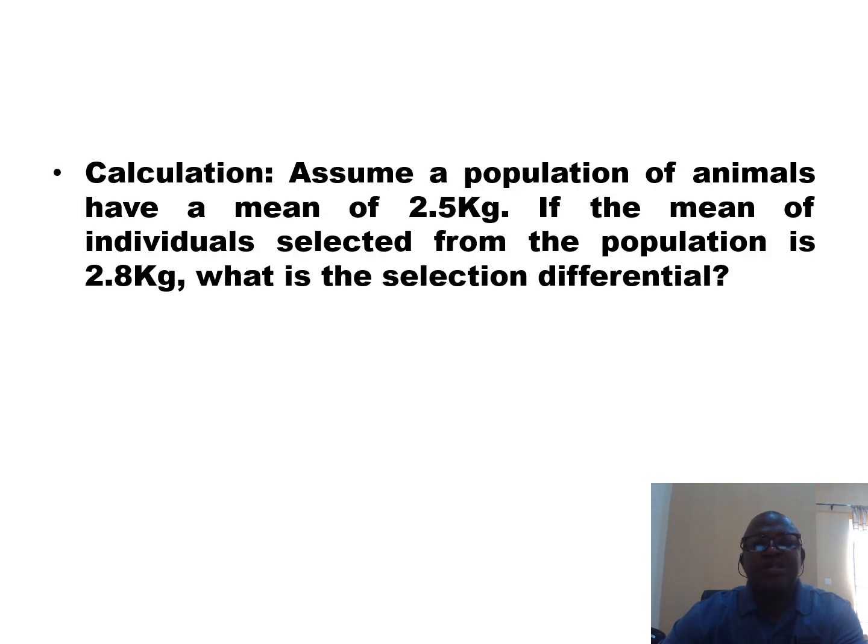So let's also try to calculate this. Assuming that in a population of animals having a mean of 2.5 kilograms, the mean of those individuals selected from the population is 2.8 kilograms, what is the selection differential? This is straightforward. You apply the formula: 2.8 minus 2.5 gives us 0.3 kilogram. So the selection differential is 0.3 kilogram.